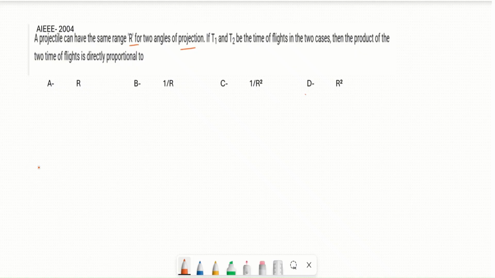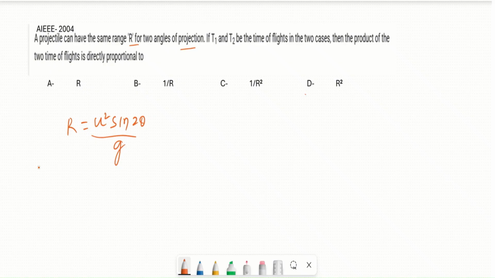Okay, so basically what is R? R is normally, if theta is the angle of projection, then R is u square sine 2 theta by g, correct? Whereas u is the initial velocity with which it is projected, theta is the angle of projection, and g is the acceleration due to gravity. So for the two different angles at which it is projected, the range is the same, obviously, which means that sine 2 theta is equal to Rg by u square, right?